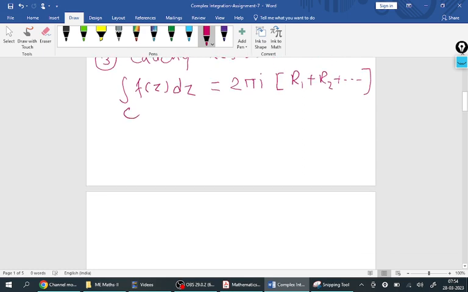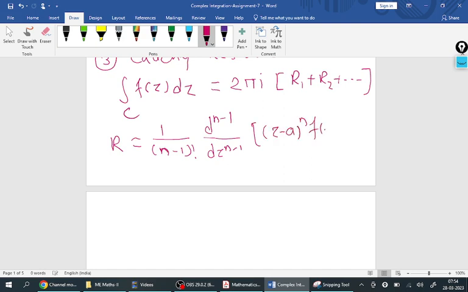But for this, you should remember the formula for residue. The residue R is given by 1 upon (n minus 1) factorial. What is n? n is the order of the pole. 1 upon (n minus 1) factorial, the (n minus 1)th derivative of (z minus a) raised to n into f(z), at z equal to a, provided z equal to a is a pole of order n.